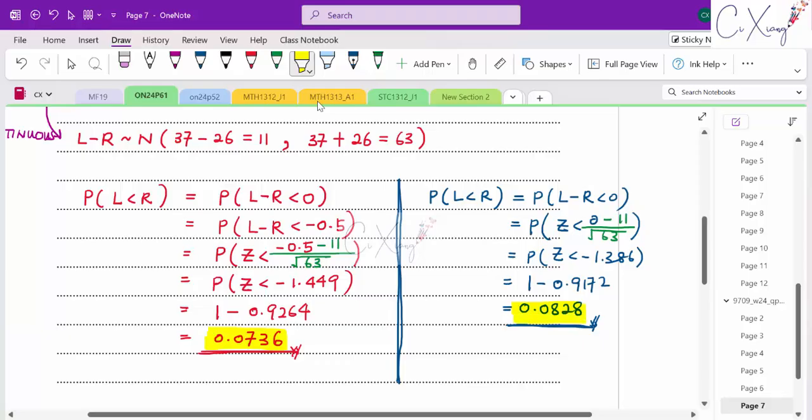Alright, so if you double check with the marking scheme, basically they will accept either of these two answers. Okay, so for me, I still feel that continuity correction is needed because you are changing it from horizontal to normal. So to me, this is the correct answer. Yeah, so this is how we solve question number 5.